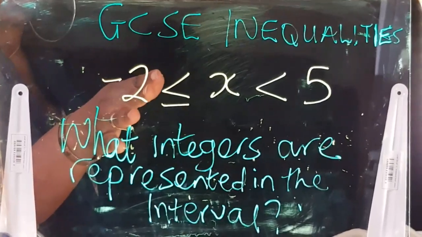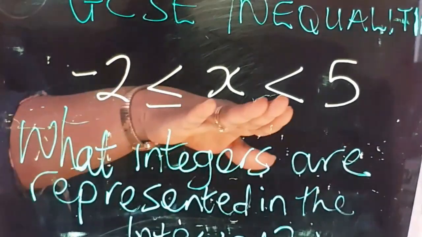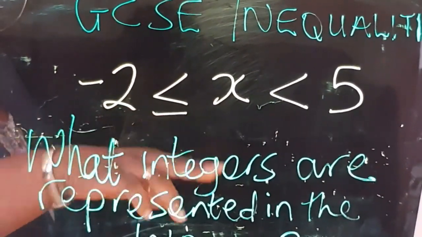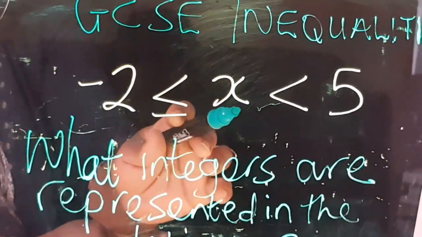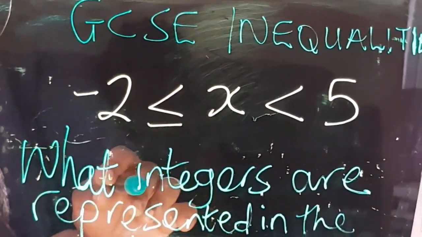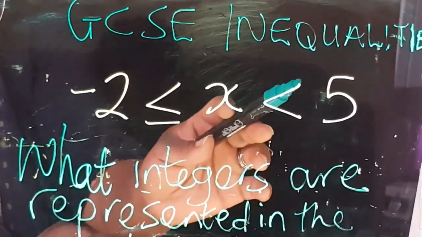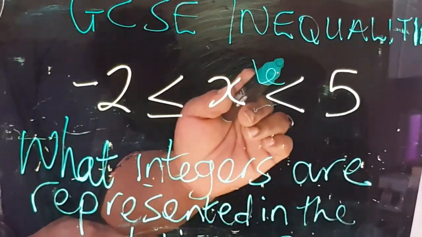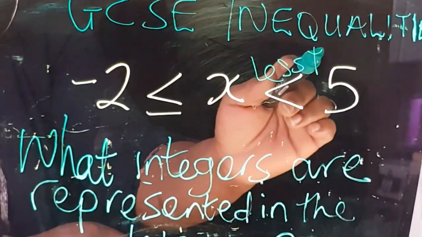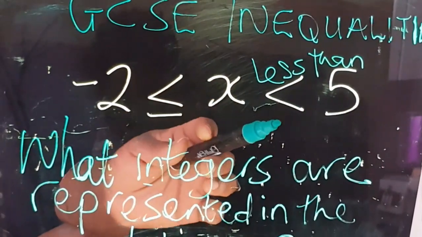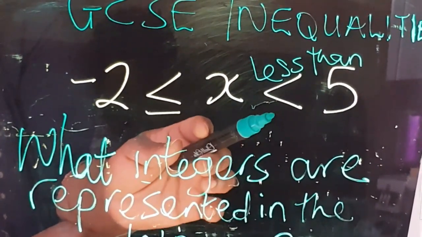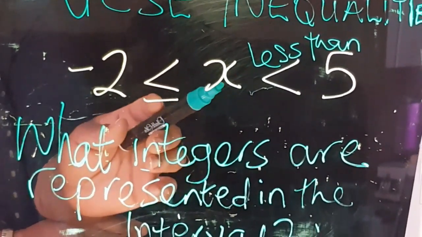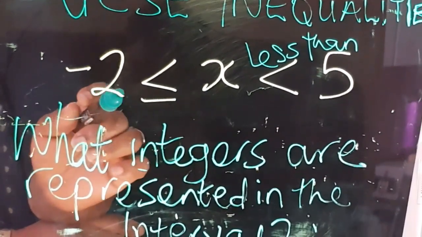You'll be asked to tell the examiners what integers are represented in an interval like this. So if you look, this is saying any number, of course you don't want fractions or decimals because it's integers, so any number which is less than 5. I told you your left elbow when it's bent is less than, so let's write less than there. So any number less than 5 will be in this interval range, but those numbers that are less than 5 have to be up to -2.